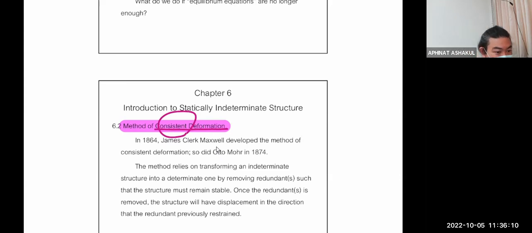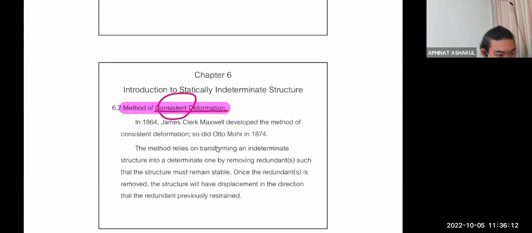And that's the guy, James Clerk Maxwell, and Otto Mohr. Otto Mohr that has given you your beloved Mohr's circle. Like Mohr's circle is not enough, right? So he has given you another method of consistent deformation.